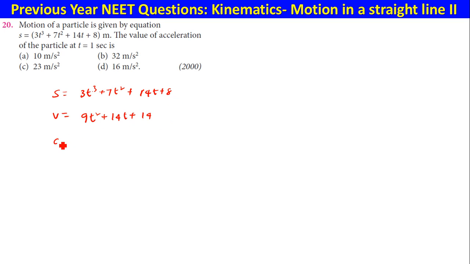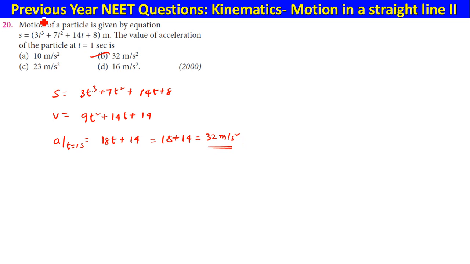Now he is asking for acceleration a at t equal to 1 second. Differentiation of v with respect to time will give you the acceleration. So 9 into the differentiation of t square, which is 2t, so 9 into 2t is 18t, plus 14, as the differentiation of 14t is 14, and the differentiation of a constant is 0. Now at time t equal to 1 second, 18 into 1 is 18 plus 14, that is 32. So 32 meter per second square is the acceleration.